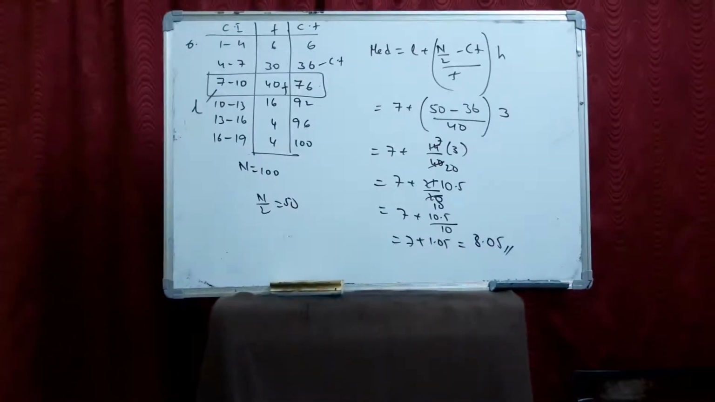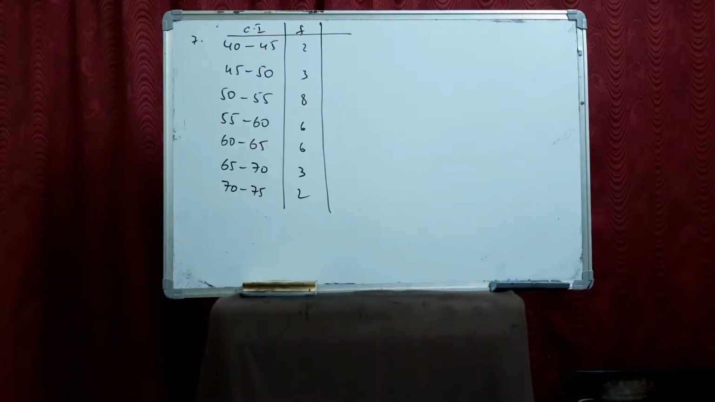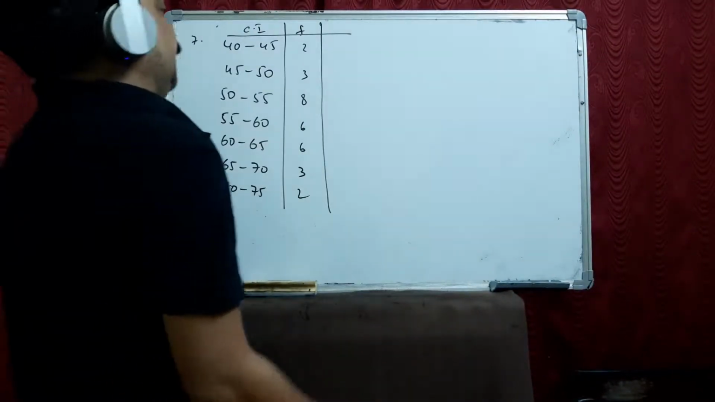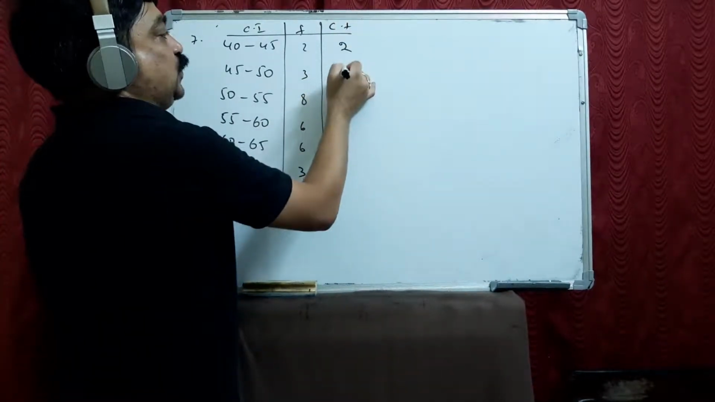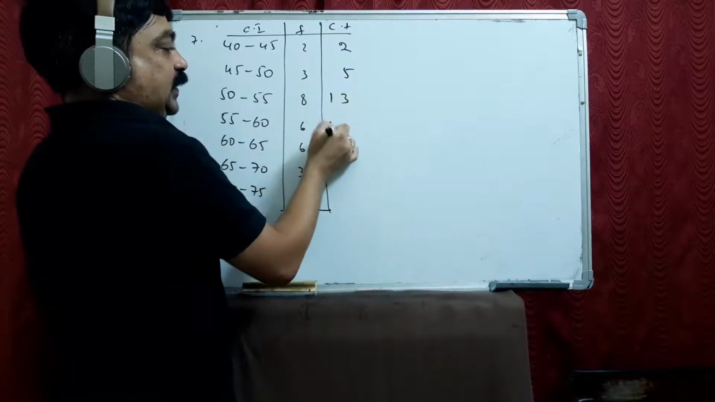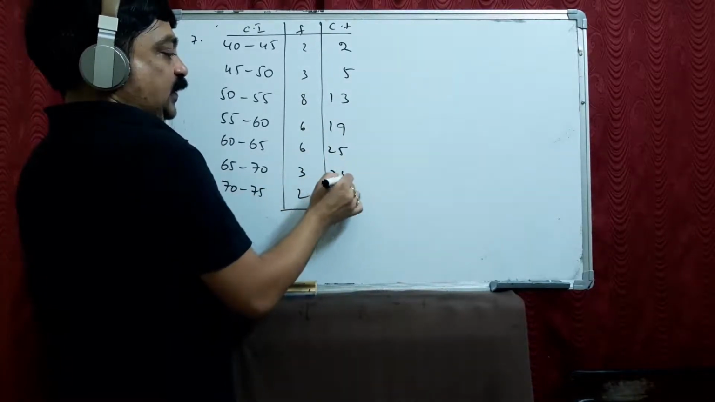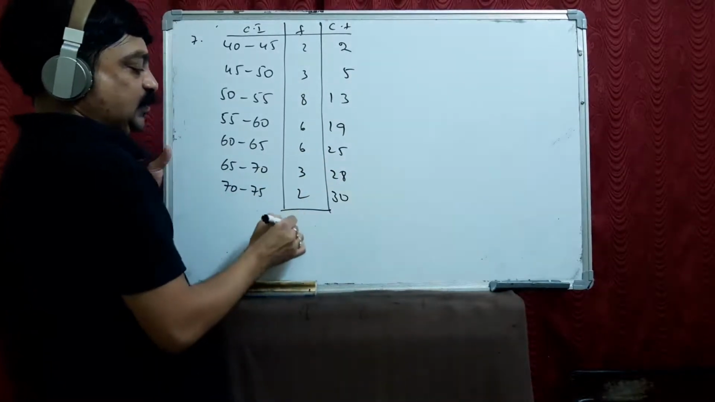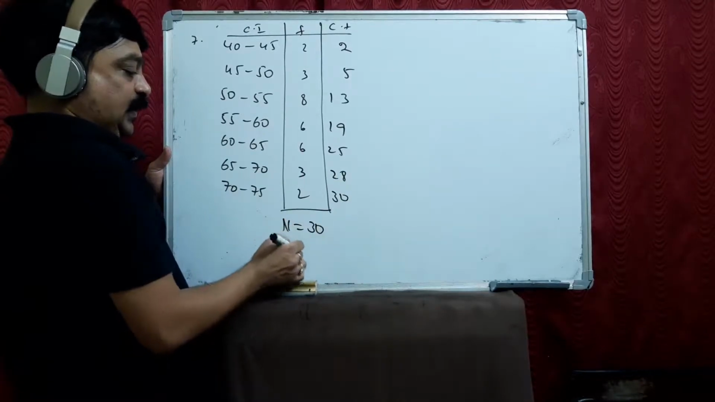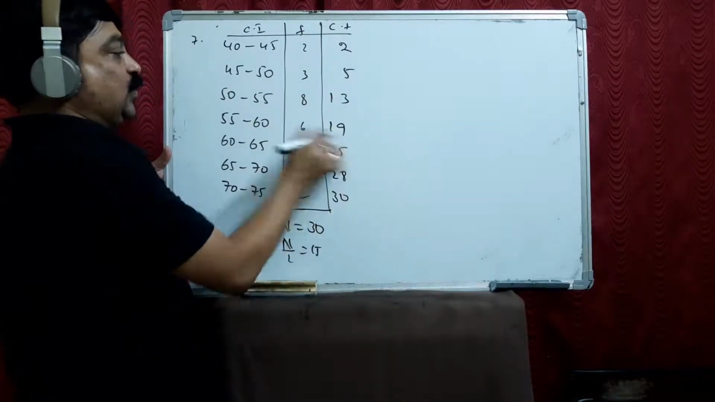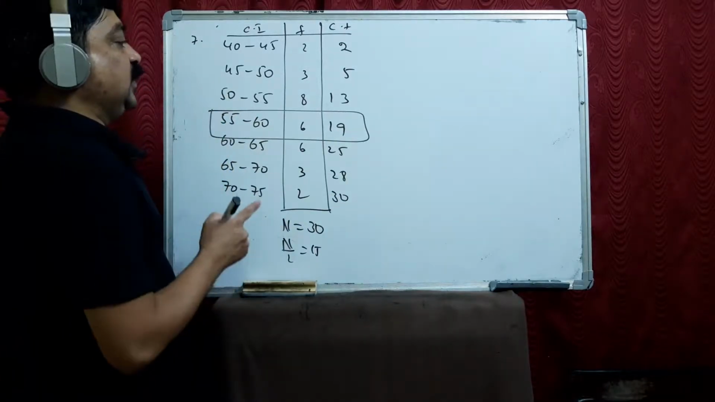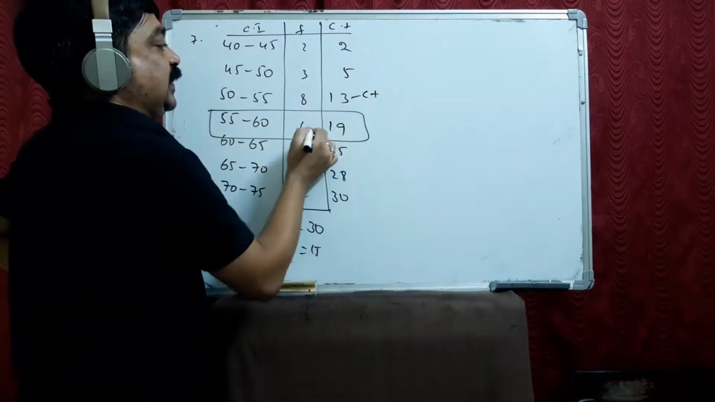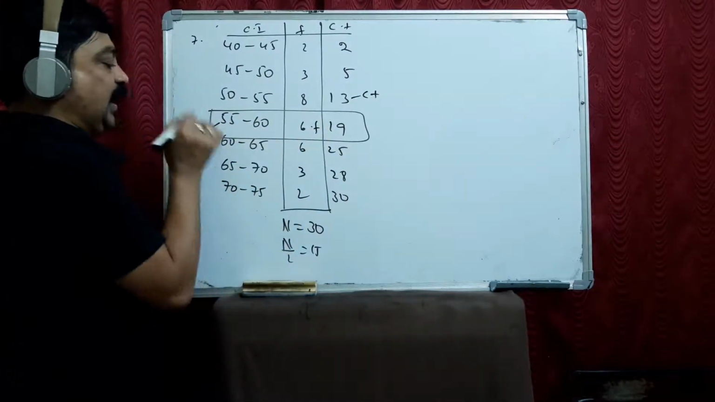Okay, let us see the last problem. Median, same process. Let us find the cumulative frequency: 2, 5, 13, 19, 25, 28, 30. So capital N is 30. N by 2 is 15. Let us see where it is crossing 15. So it is here. This is CF. This will be F, and this will be L.